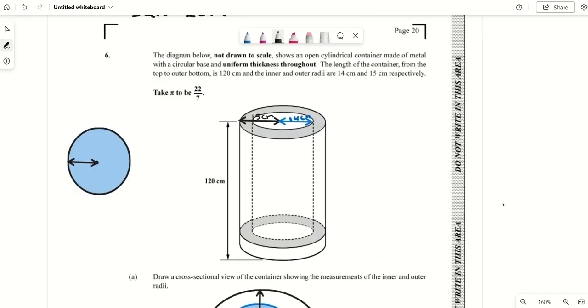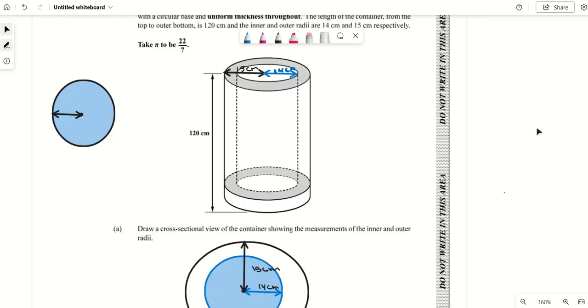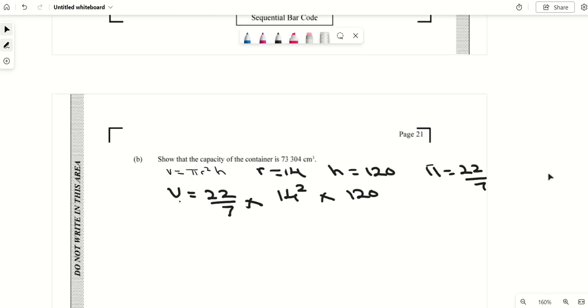Okay, I made a mistake. Instead of 120, my height is actually going to be 190.